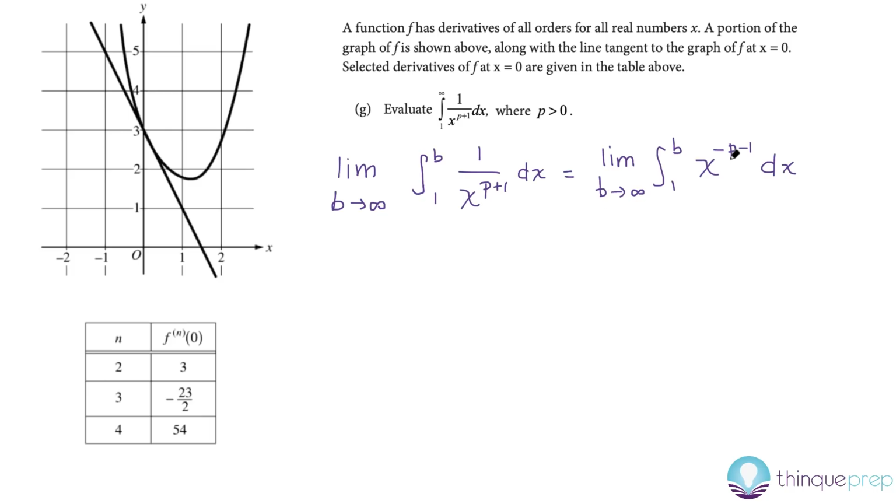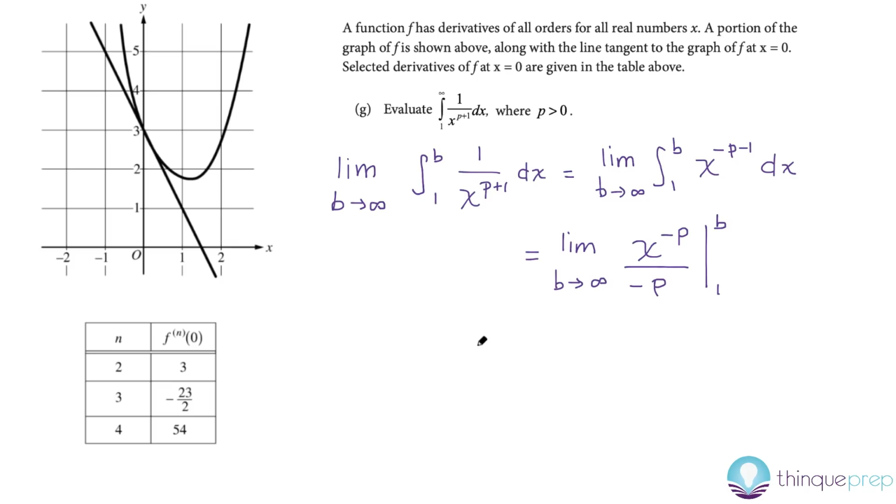And now we can go ahead and apply the power rule. I'm still going to rewrite the limit here, though. Okay, the limit as b approaches infinity. And then the power rule states that when we take the integral, or take the antiderivative, we add 1 to the power, right? So negative p minus 1 plus 1 is x to the minus p. And then we divide by that exponent value. And then we're going to evaluate the bounds from b on top and 1 on bottom.